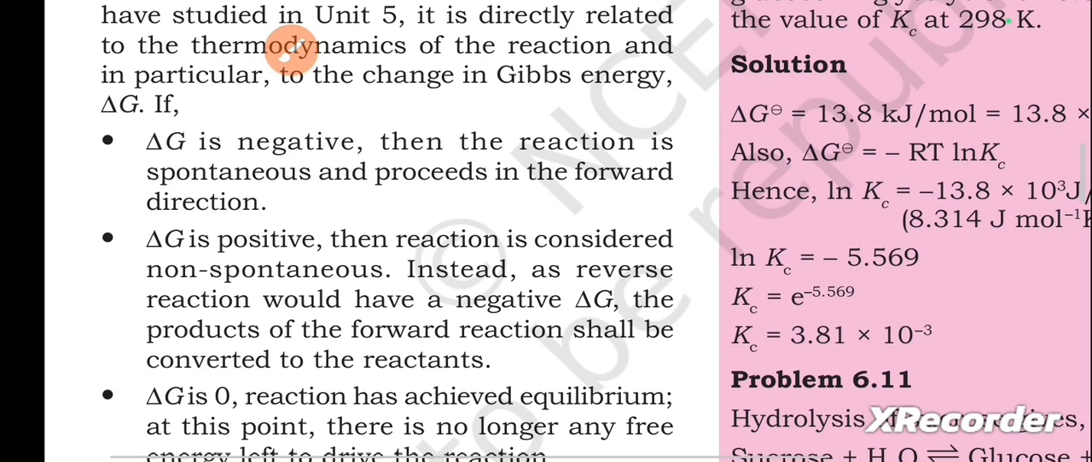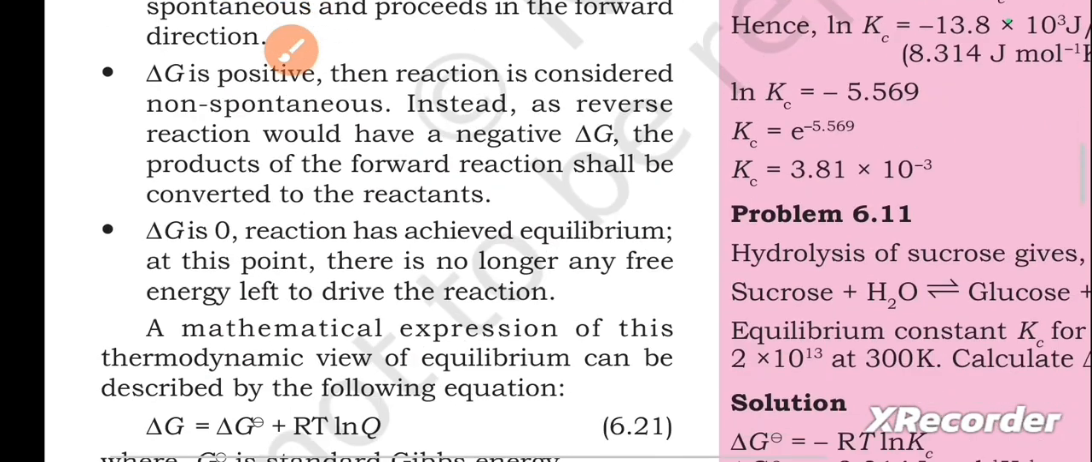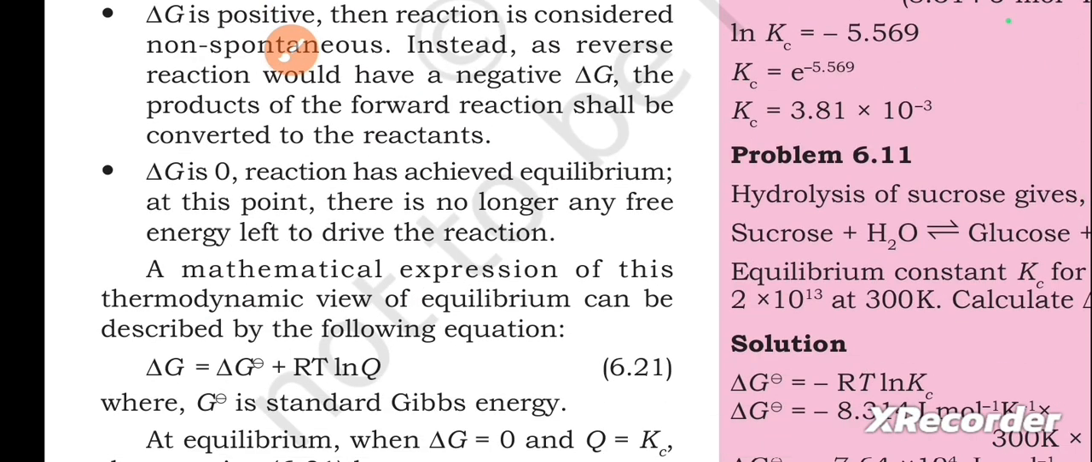If delta G is negative, then the reaction is spontaneous and proceeds in the forward direction. If delta G is positive, then the reaction is considered non-spontaneous. Instead, as the reverse reaction would have a negative delta G, the products of the forward reaction shall be converted to the reactants. If delta G is 0, the reaction has achieved equilibrium. At this point, there is no longer any free energy left to drive the reaction.